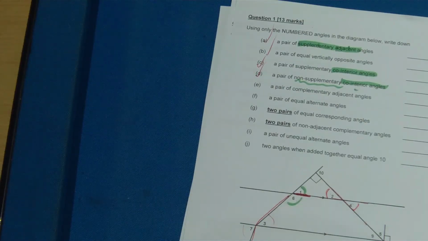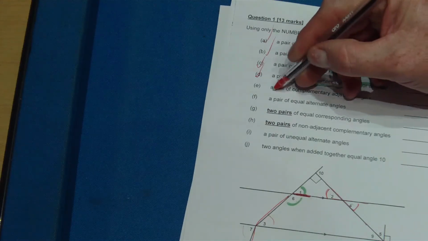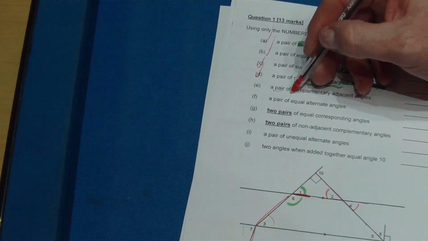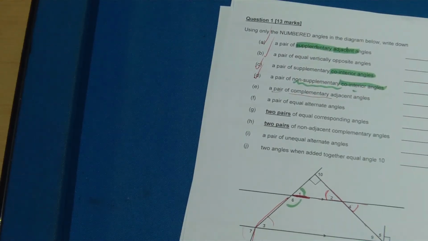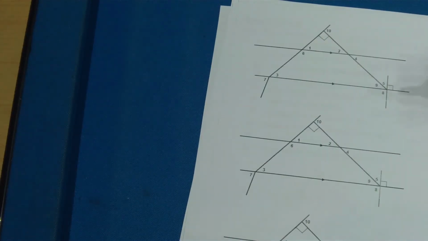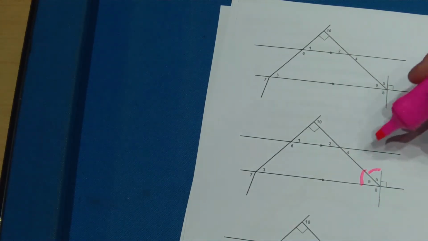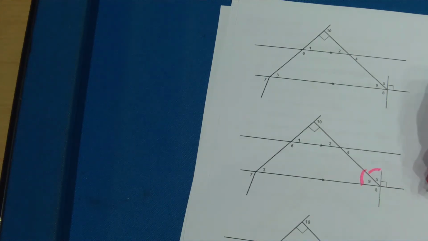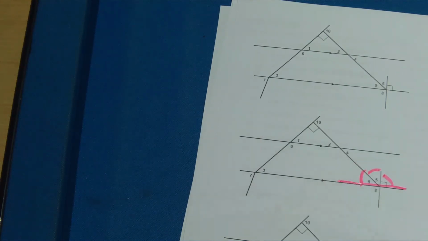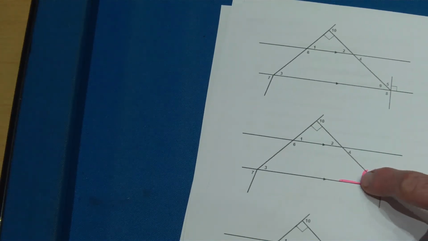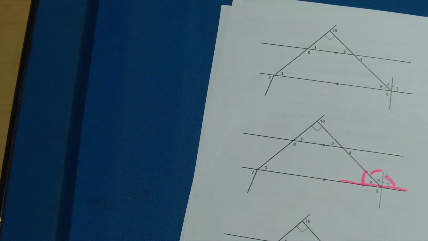E, a pair of complementary adjacent angles. Okay, so two angles that are complementary, so they add up to 90 degrees together, and they are next to each other. It's definitely this 9 and that 5. Because they have to add up to 90 because there's a 90 there. And those three angles all together have to be 180. So if that's 90, it means these two here together must be 90. So they are adjacent complementary angles.